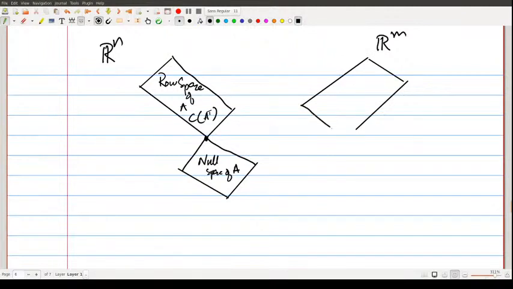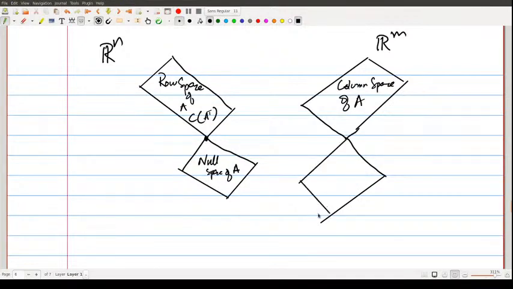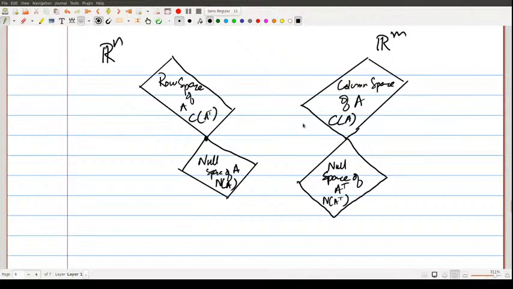The first space, this is just a rough sketch. This is not an actual visualization, but this is just trying to show you where these subspaces are. So this is the column space of A, and here we have the null space of A transpose, so N of A transpose. This is N of A. Okay, so this is where they are. These two subspaces are in the same space.